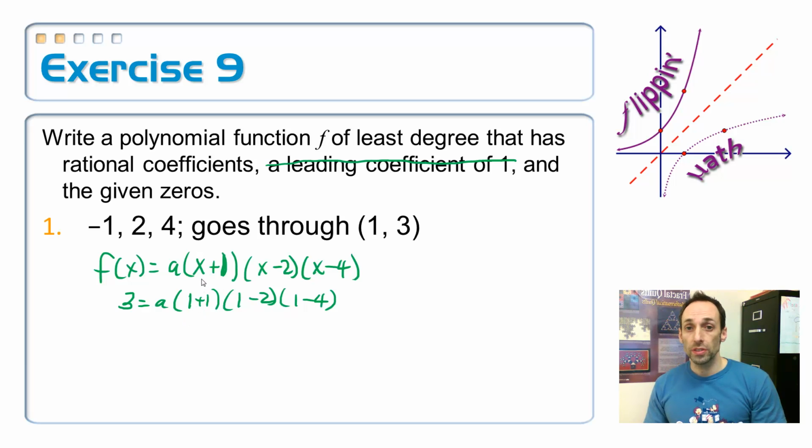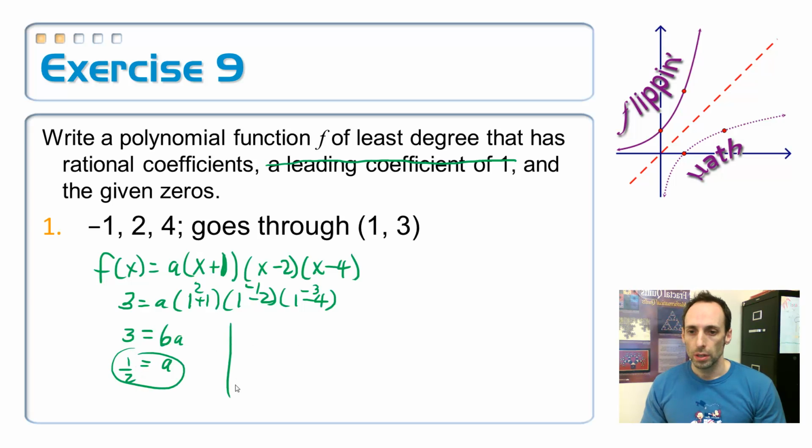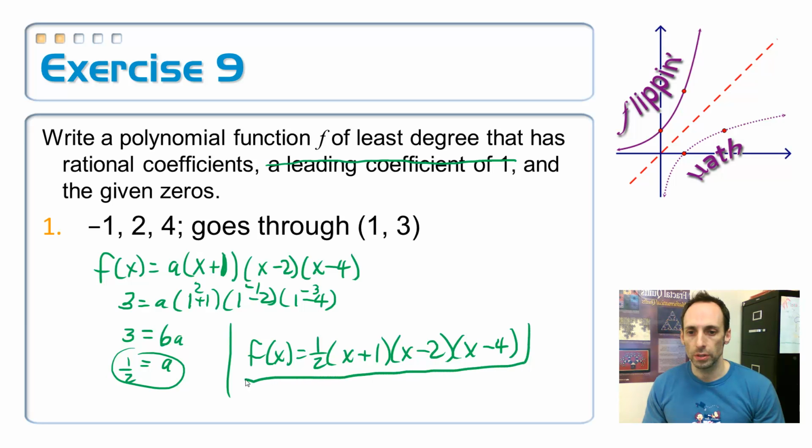So in the first set of parentheses, I get a 2, and then a negative 1, and then a negative 3. Multiplying this out, negative 3 times negative 1 is positive 3, times 2 is 6. 6a equals 3. Divide by 6, so a must be equal to a half. Okay, so rewrite the function then. f of x is equal to a half times x plus 1 times x minus 2 times x minus 4. Still not too terrible. And I got it to go through a particular point.